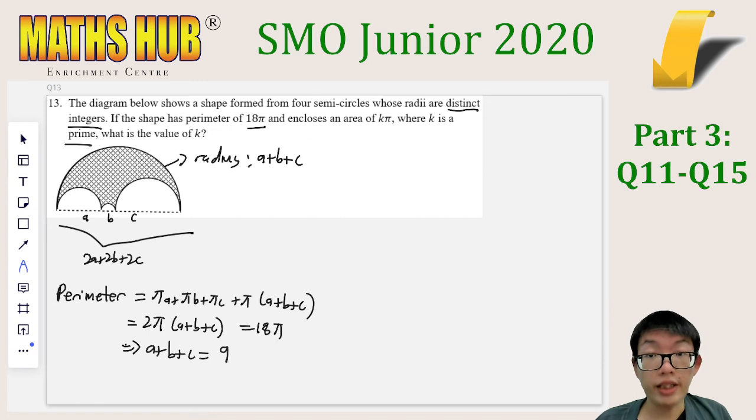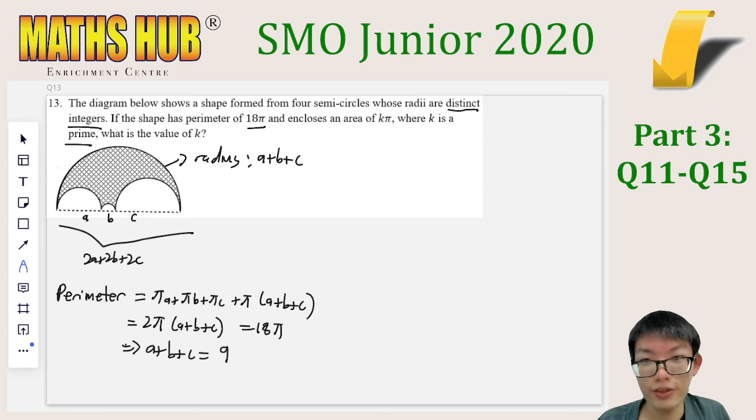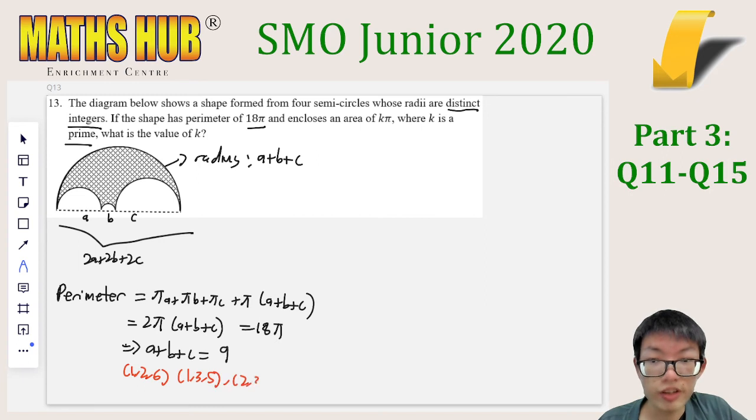Now we could also write the area of the shaded region in terms of A, B and C, and then compare that to k. However, we notice that radii are distinct integers and they sum to 9 is actually quite a restrictive condition. So if any of you have done killer Sudoku or Kakuro puzzles, you know that 3 numbers summing to 9 doesn't give you many possibilities. It gives you 1, 2 and 6, 1, 3 and 5, or 2, 3 and 4, and that's it. So since there are only 3 possibilities, we can just check them one by one.